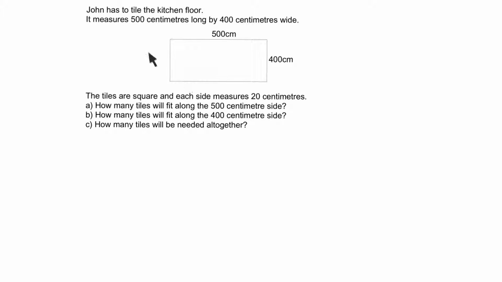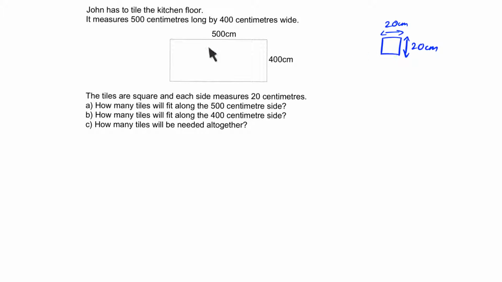So this kitchen floor is to be tiled. The tiles that will be laid on this kitchen floor measure 20 centimeters by 20 centimeters. The tiles are square. So if I just quickly sketch a tile, the tiles are 20 centimeters by 20 centimeters, because it clearly says here the tiles are square. Now the first question, question A, asks: how many tiles will fit along the 500 centimeter side? So along this side, how many of these tiles can I fit?